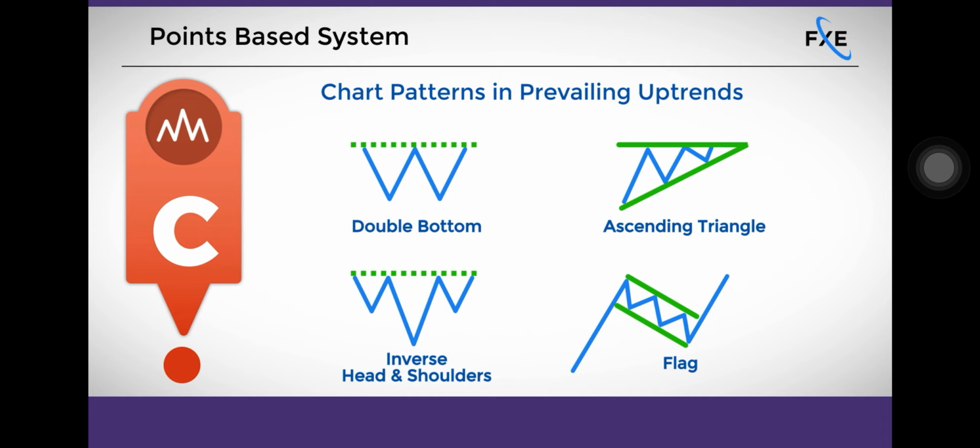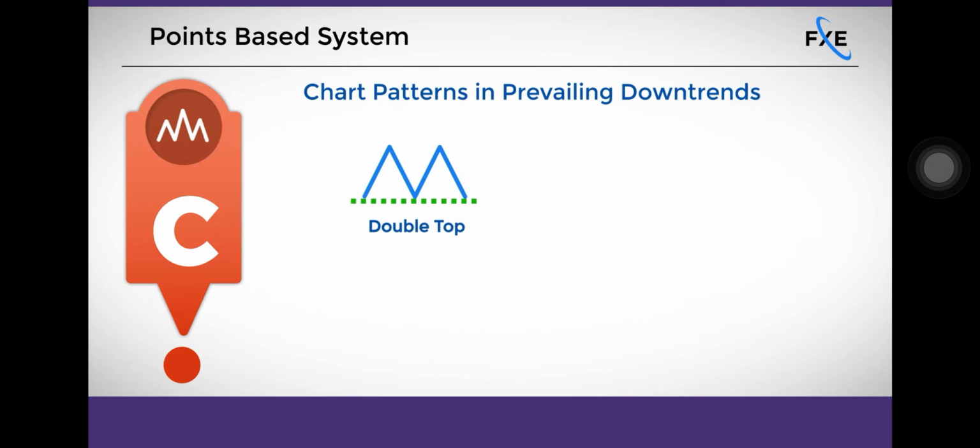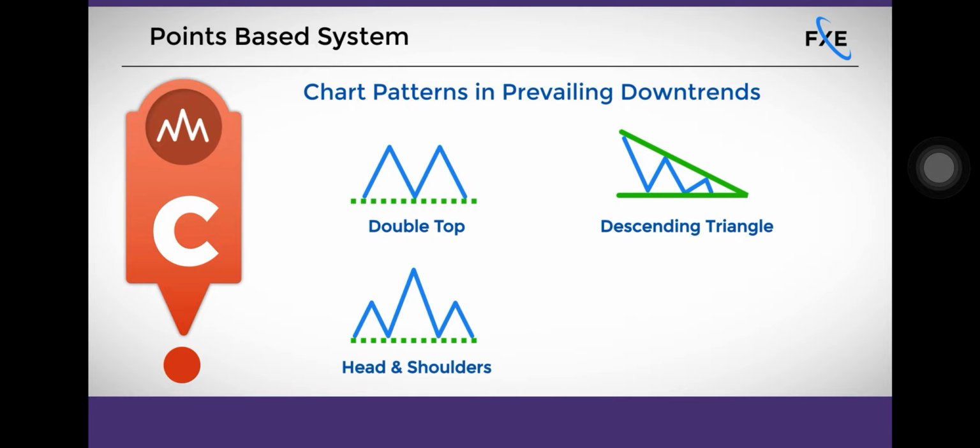If the trading opportunity is based on any of the chart patterns that we can see on the screen with the prevailing uptrend in your favor, you'll have points added to the Presic balance. If the trading opportunity is based on any of the chart patterns that we can now see on the screen with a prevailing downtrend in your favor, you'll have points added to your Presic balance.